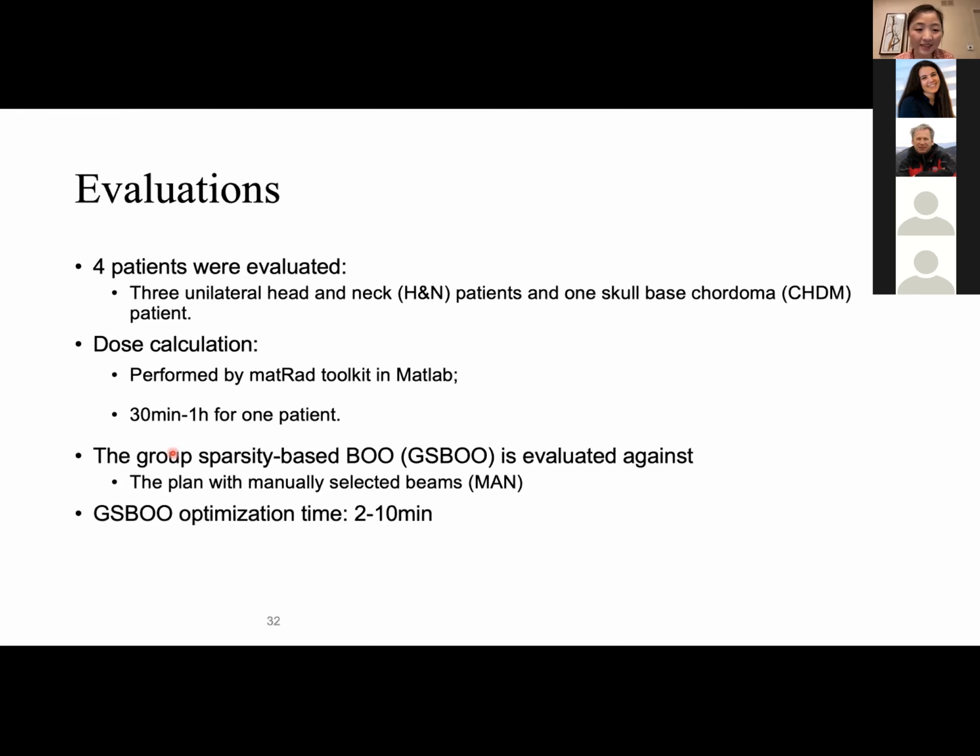So let's go back. Since we want to calculate all candidate beams, the dose calculation takes a slightly long time. Depending on the target size, it can take half an hour to an hour for 1 patient, but that is the preparation time and doesn't need any human intervention. And then the group sparsity BOO optimization itself takes about 2 to 10 minutes for those 4 tested patients. And we compare our method against the plans with manually selected beams.